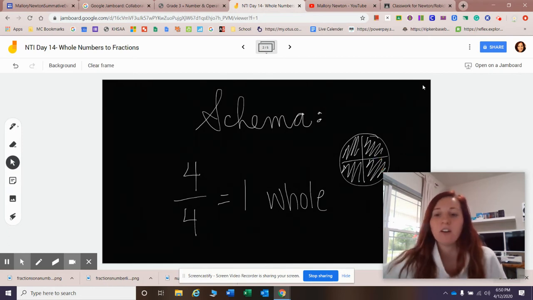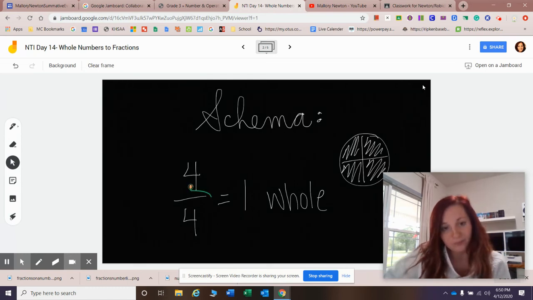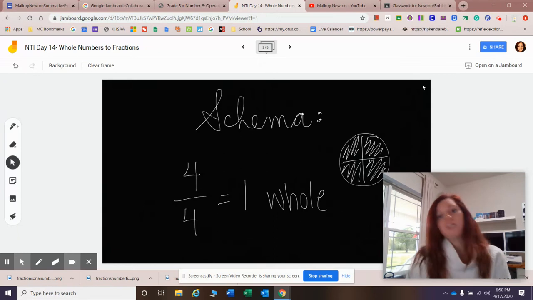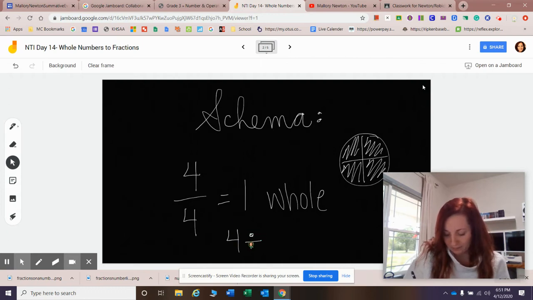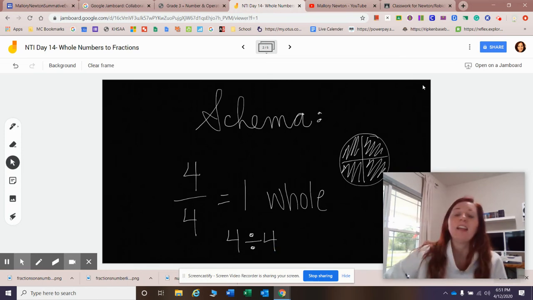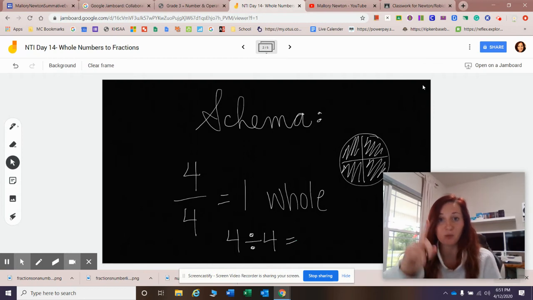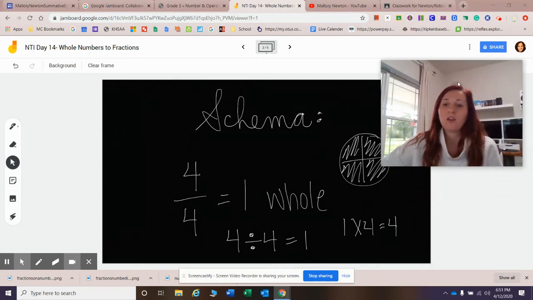Do you guys remember when we first started doing fractions and I told you that this fraction bar, because that's what this is called, is the same thing as division? So essentially, a fraction is numerator divided by denominator. So 4 fourths is the same thing as saying 4 divided by 4. And that's why it gives us 1 whole, because we know that 4 divided by 4 gets you 1, because we know that 1 times 4 equals 4. Okay? So that's to build off your schema.